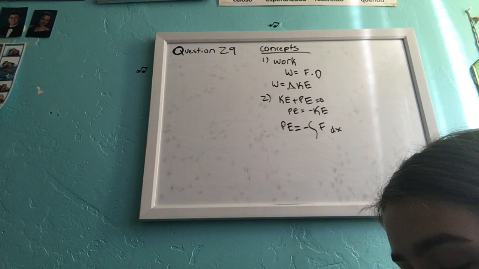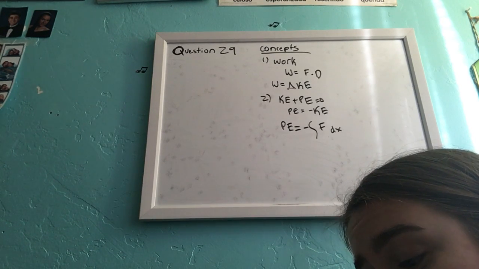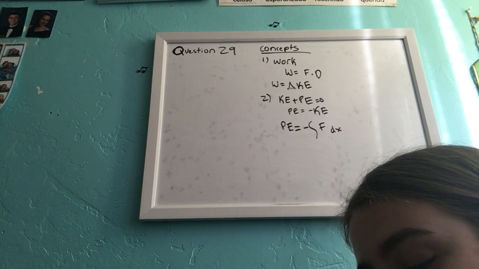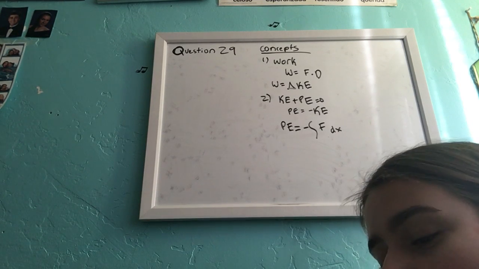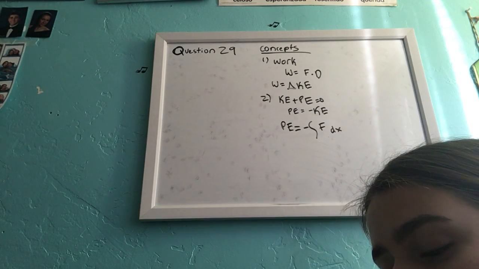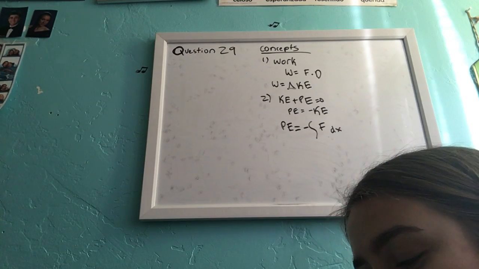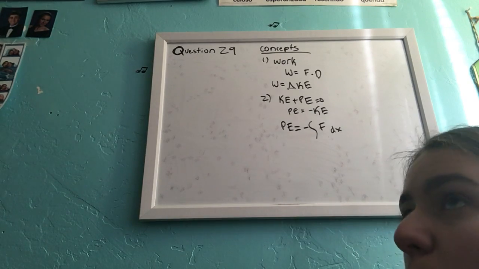Okay, so now I'm going to read question 29. The graph above shows a conservative force, Fx, as a function of position x acting on an object in a closed system. So, isolated system. If this is the only force acting on the object, what happens to the potential energy of the system as the object moves from 0 meters to 0.1 meters?